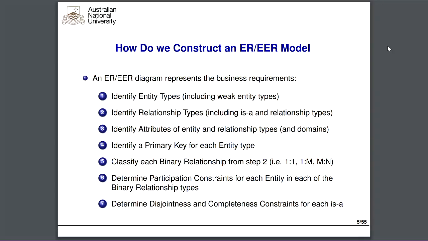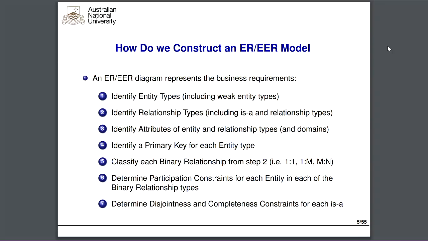And then classify each binary relationship from step 2, right? The 6th step is to determine the participation constraints of each of these binary relationships, or one-to-many relationships. Then determine the disjointness and completeness constraints for each of the cases where we have the enhanced model. So this last line is for the enhanced ER model, where we have subclasses or superclasses.